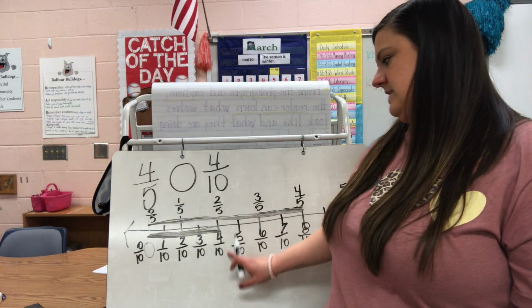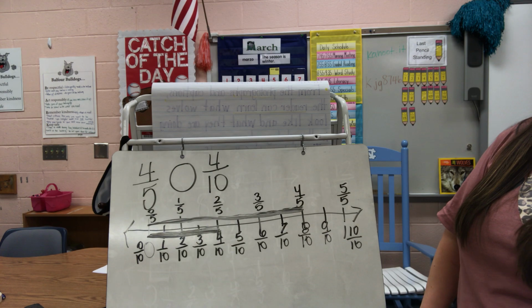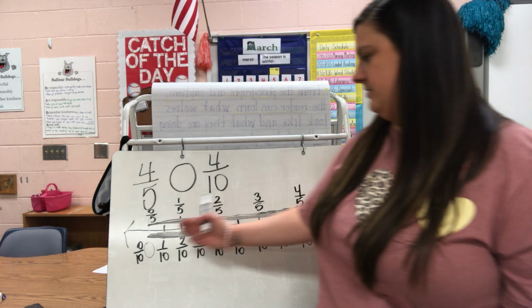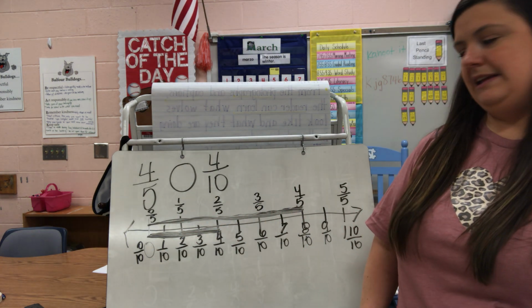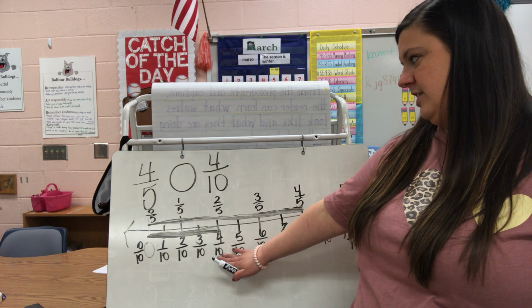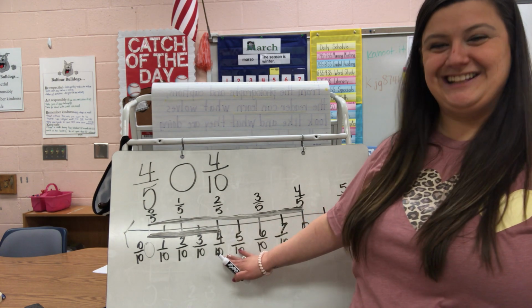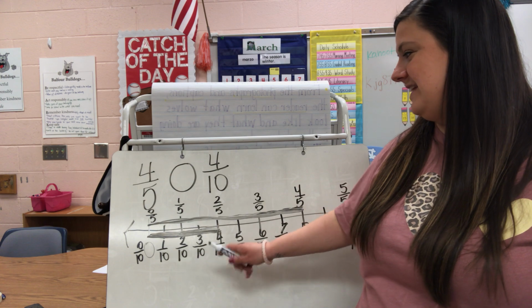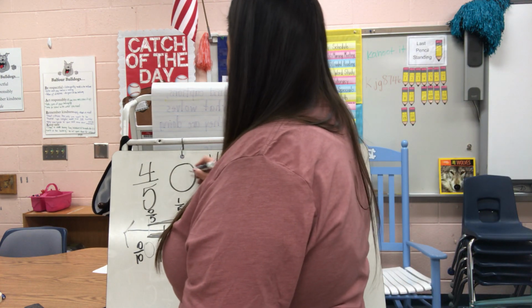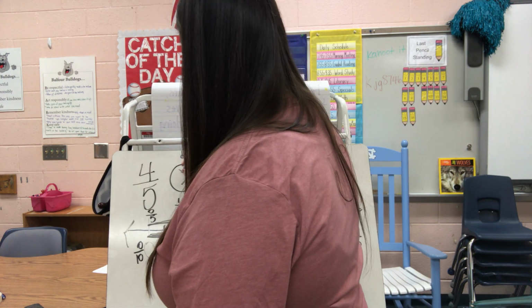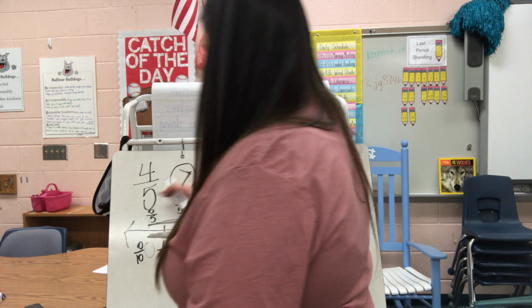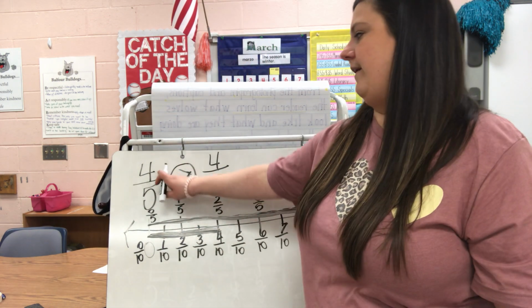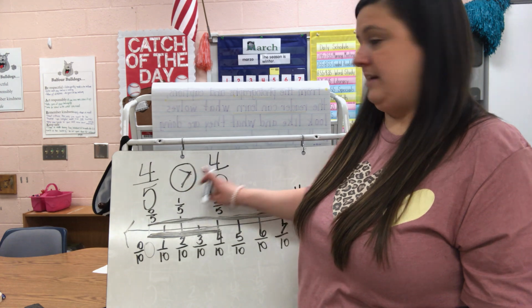4/5 and 4 tenths. Now we can clearly see which one is closer to 0. Yes, 4 tenths is closer. So 4 tenths is less than 4/5. So if we read it from left to right, 4/5 is greater than 4 tenths.